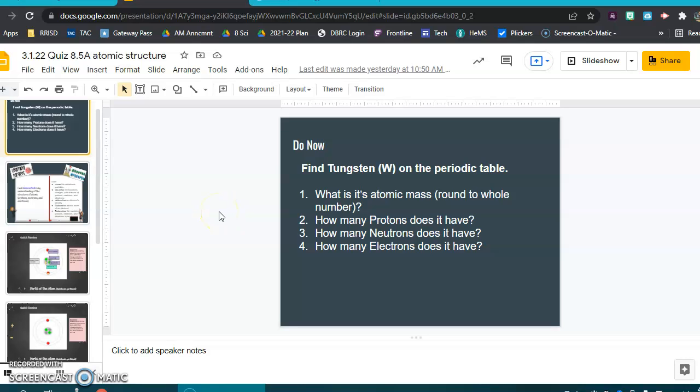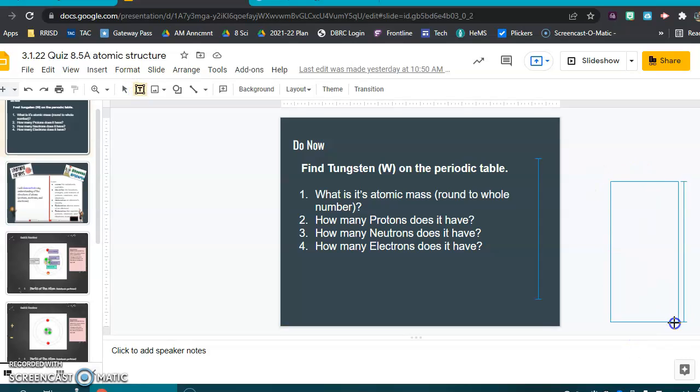Hi everybody, it is Tuesday, March 1st, and here's our do now. Go pull out your periodic table. It is on slide 3 or 4 in your digital notebook, and find tungsten on the periodic table. It's a little tough. Okay, so what's its atomic mass? Oh, that's right, some of you found that.